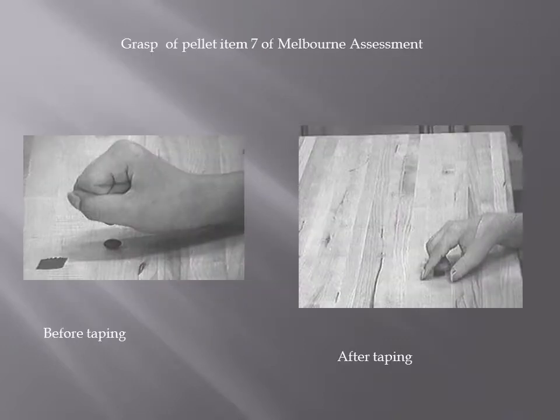This is what the hand function assessment looked like. Before taping, as you can see, the grasp of pellet item 7, the individual is barely even able to open the fist, open the hand in order to reach for the pellet. But after taping, as you can see, there has been improvement in the hand opening and the child is able to at least reach out to the pellet.